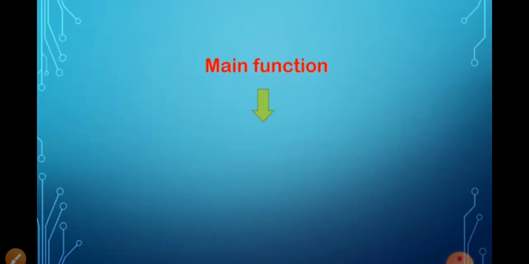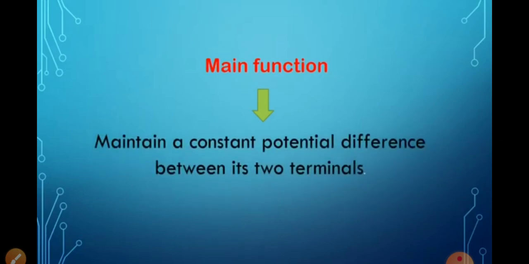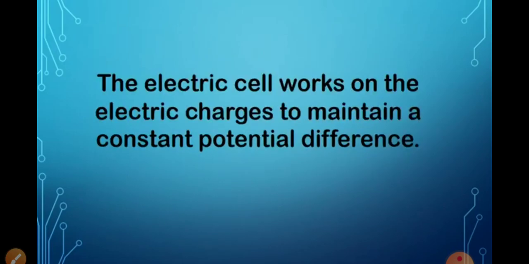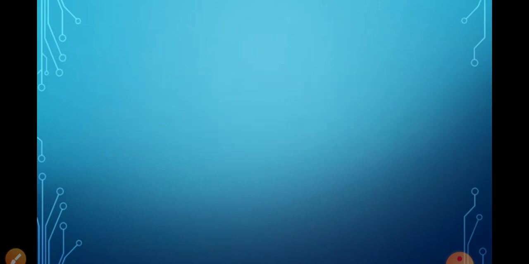The main function of various electric cells is to maintain a constant potential difference between its two terminals. That is the main function. The electric cell works on the electric charges to maintain a constant potential difference.